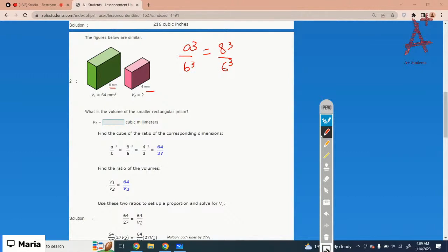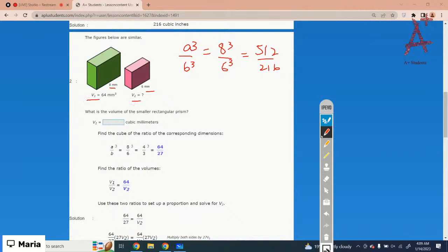8 times 8 is 64. Wait, let me just do 8 times 8 times 8. That would be 512. And the cube of 6 is 6 times 6 times 6. That would be 216.